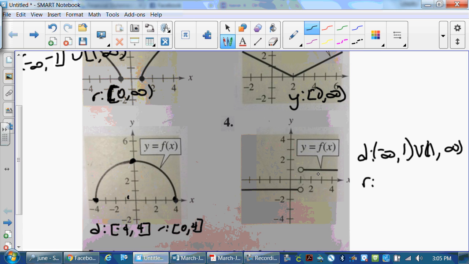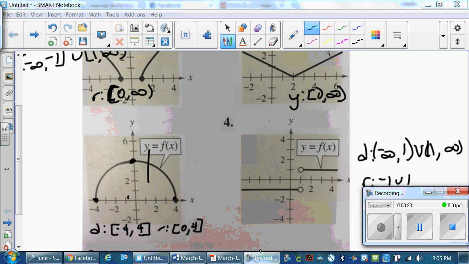And the range, this range is a little weird. In all the others it goes between points, so it went from 0 to 4. But here, it is only negative 1 and positive 1. It's not from negative 1 to positive 1. It's just those two distinct points. That's 1 through 4.